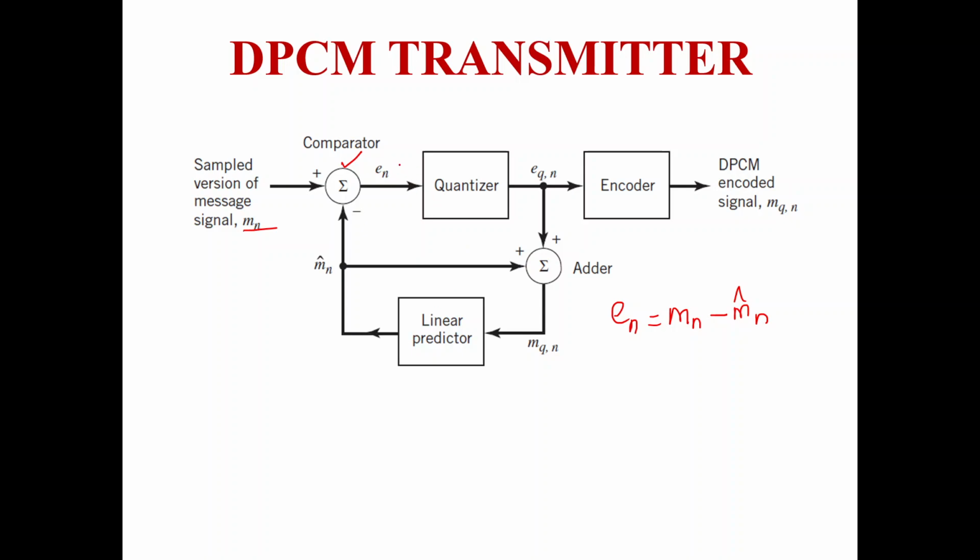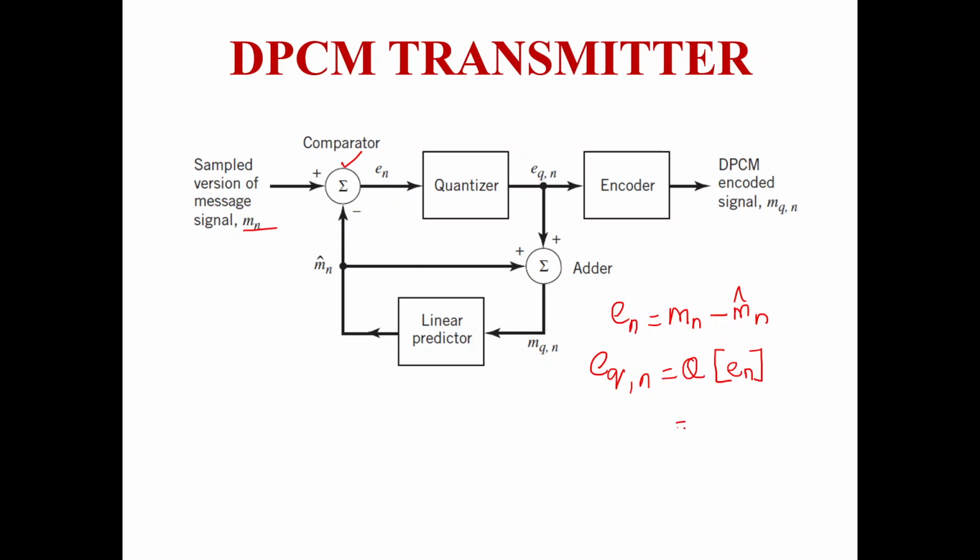Here e(n) is nothing but an error signal, which is the difference between my sampled signal and the predicted signal. This e(n) is applied to a quantizer. The quantizer will quantize the value of the sample e(n), and it will produce the quantized output, which is represented by eq(n). Mathematically, I can write eq(n) is equal to the quantization of e(n).